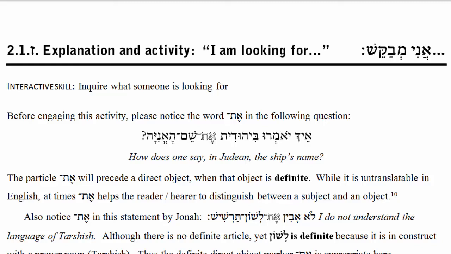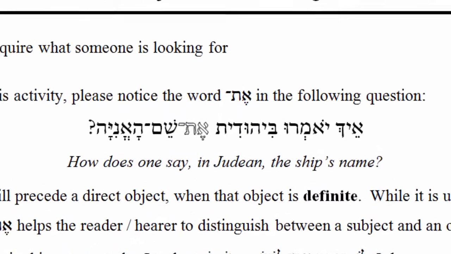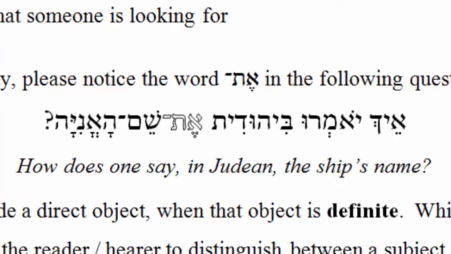You may recall in the previous unit an activity where you used the inquiry "Ma ata mevakesh" in order to discover what someone was looking for. The present activity will resemble that previous one with a bit of enrichment. Now as you respond, you'll be able to describe the object you're looking for with a higher degree of sophistication or complexity. Before engaging the activity proper, please draw your attention to the word et in the Hebrew sentence before you.